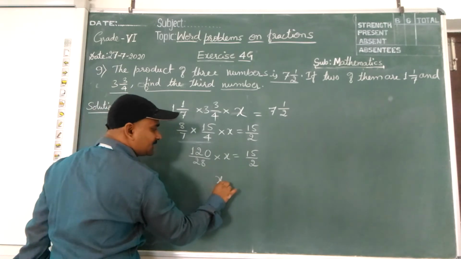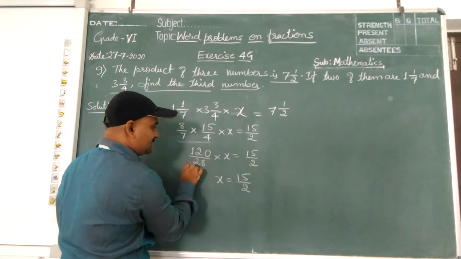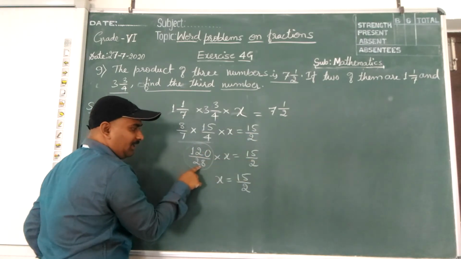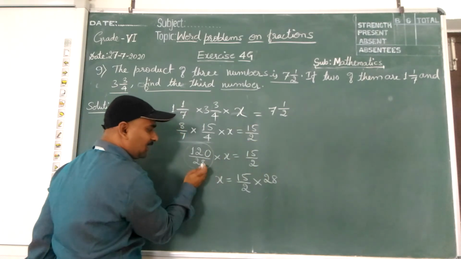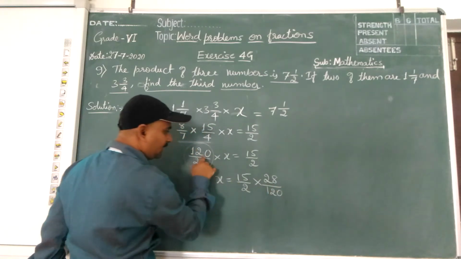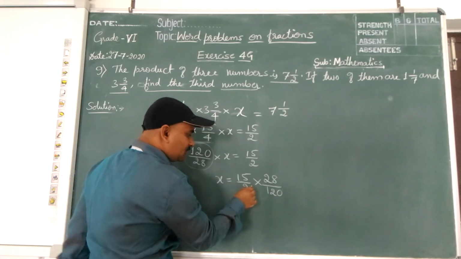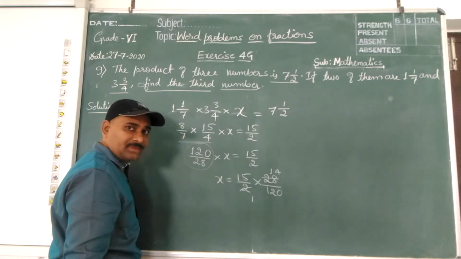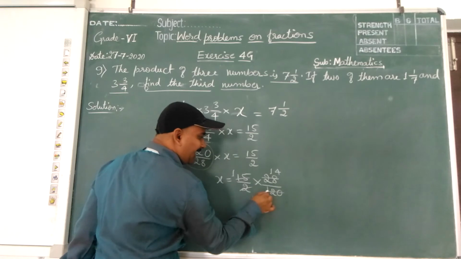Now I want x. Equal to 15 by 2, I will write it as it is. This part I will take to the right side. 28 will go to the numerator. When I take the left side to the right side, 120 will come to the denominator. Now cancel the numbers, children. 2 ones are 2, 2 fours are 8. 15 ones are 15, 15 eights are 120.